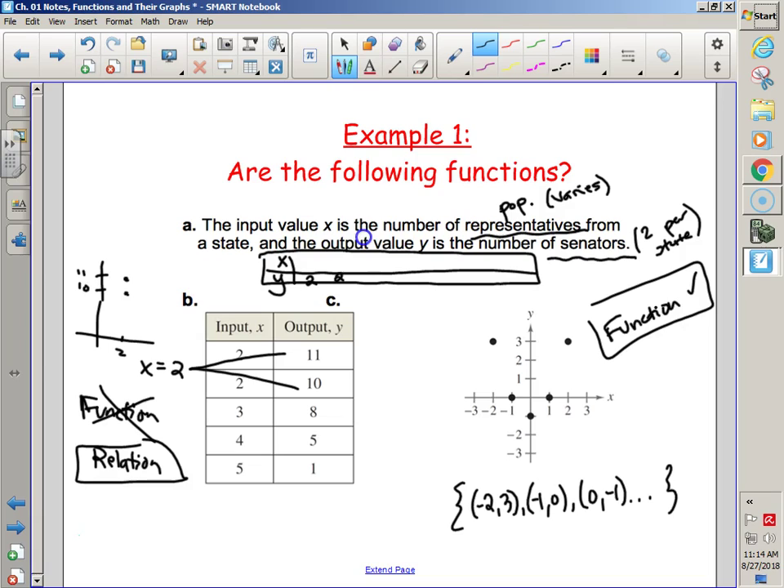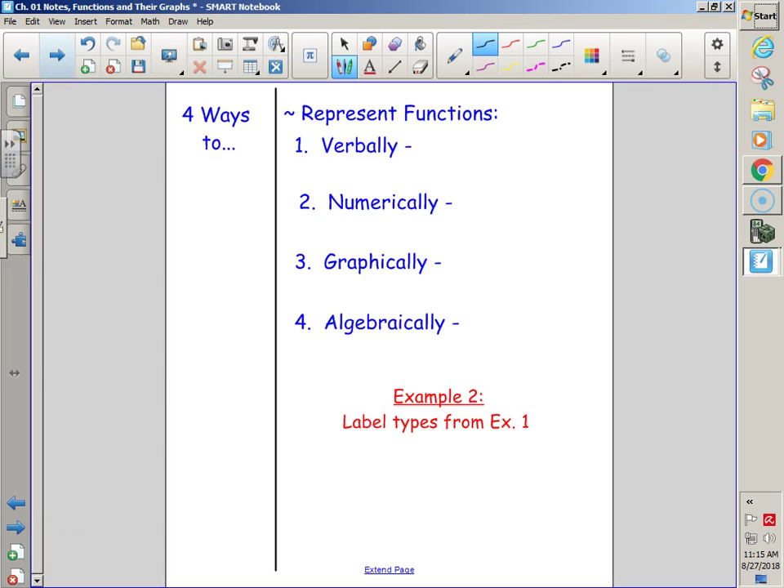Is any X, even if it's used more than once, is any X going to ever map to a different Y? There might be an X that's used more than once. Maybe 2 states both have 5 representatives, but is it a problem? No, because the Y's are always going to be 2. So you can sometimes have a repeated X, but if that repeated X goes to the same Y, is it a problem? No. So therefore, is this a function? And the answer is yes. Super awkward of an example. I totally agree. But it did get the idea across that sometimes the X might be repeated, but if the Y is not different or unique from each other, it's no big deal.